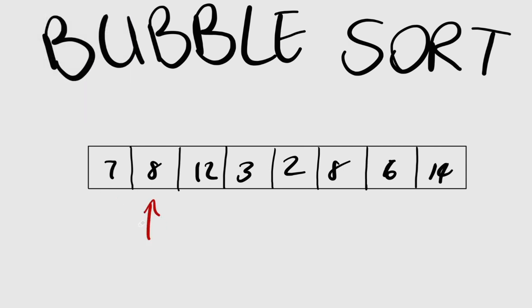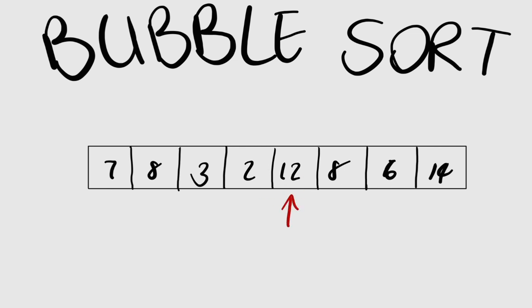Then you see, is 12 less than 8? No, it's not. Then it goes over. Is 3 less than 12? Yes, it is. So then they get swapped, and then it points at 12. Now it says, is 2 less than 12? Yes, 2 is less than 12. So then we're just going to do that, and then it moves to the next one.